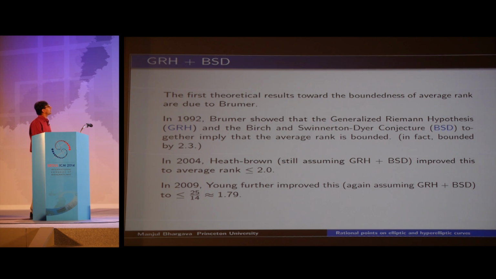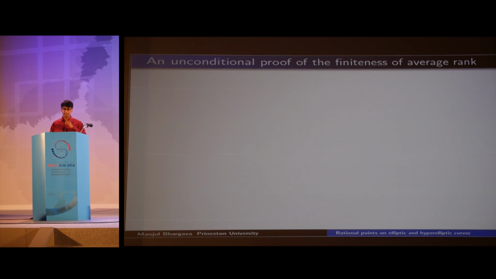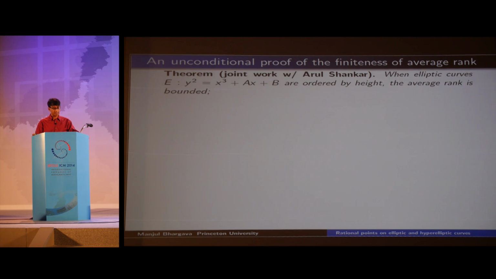So the question is, can one say something without assuming conjectures? And that's what I want to talk about. I want to talk about an unconditional proof of the finiteness of average rank. So this is a theorem that was proven just a few years ago in joint work with Ariel Shnidman. The theorem is that when elliptic curves y squared equals x cubed plus ax plus b are ordered by height, the average rank is in fact bounded.